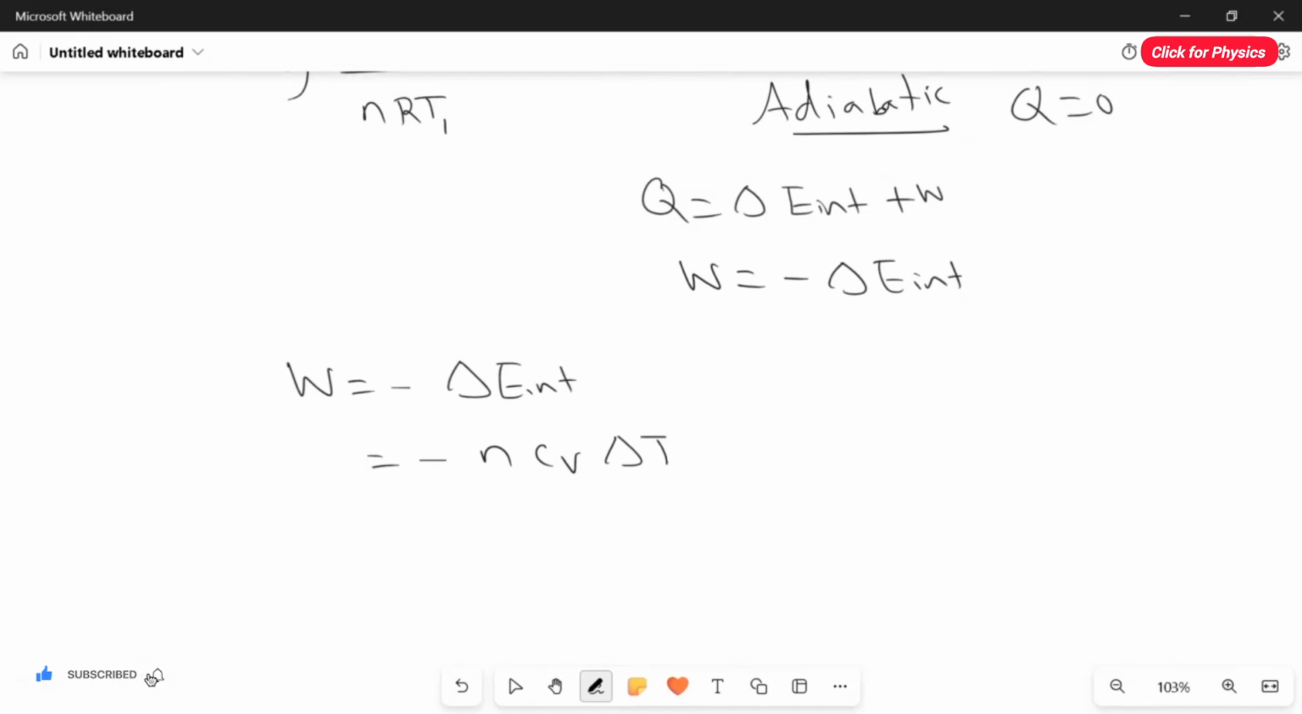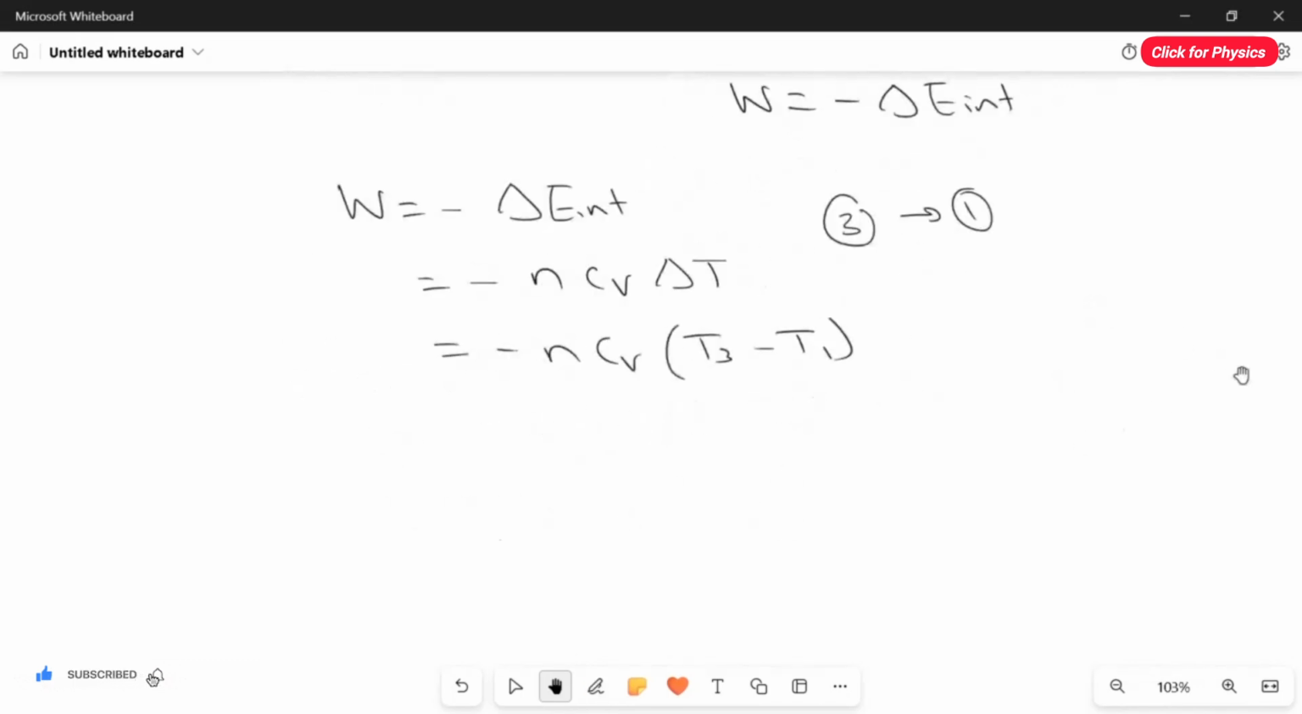Which is minus of nCV delta T. And here delta T, because we are going to consider path 3 to 1, we can write as nCV, final temperature T3 minus initial temperature T1. Clear? And now we have to substitute the value for CV. For CV, which is n times, because this is number of moles, and CV is nothing but 5 over 2 times R. So T3 minus T1.